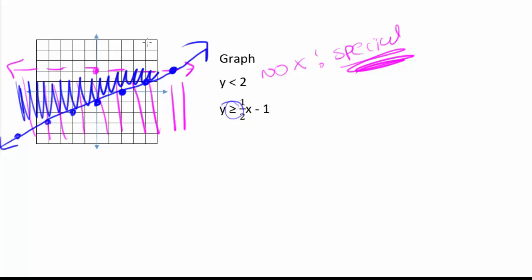Okay? Well, actually, it would go up here, but the actual solution is where they both are. So it's right here in the middle. Okay, all of this is the solution.